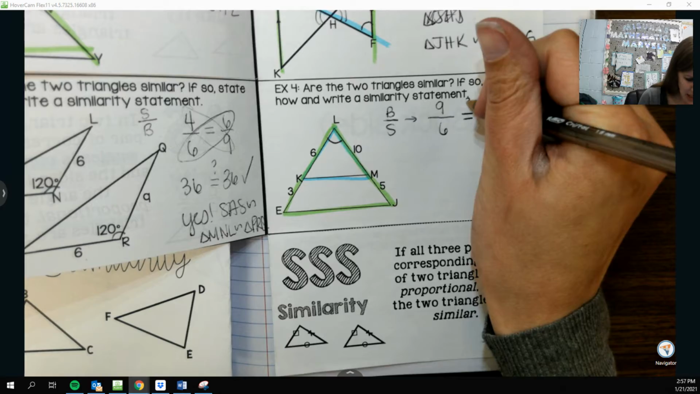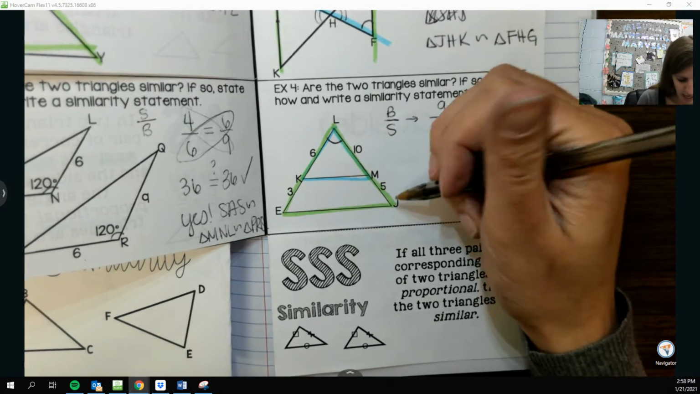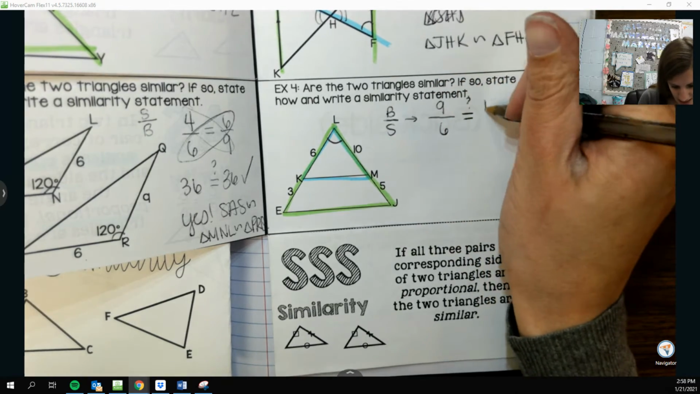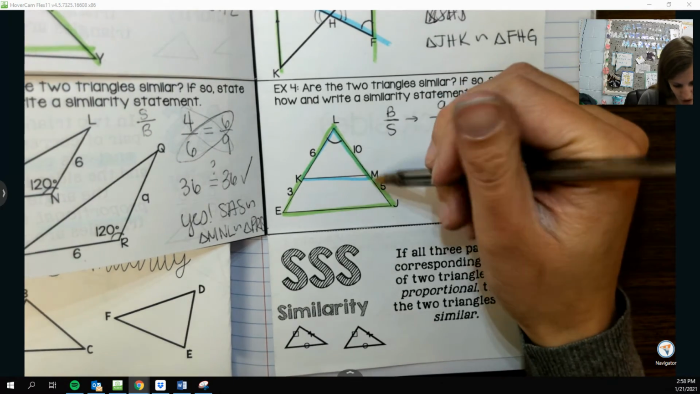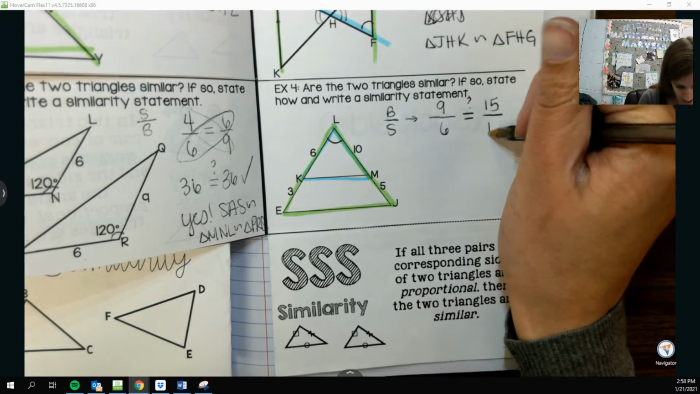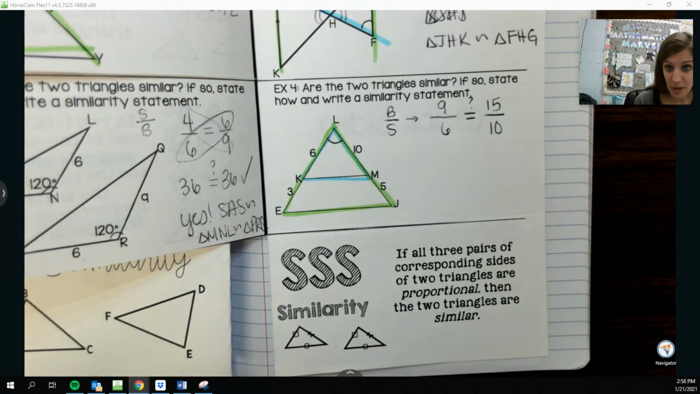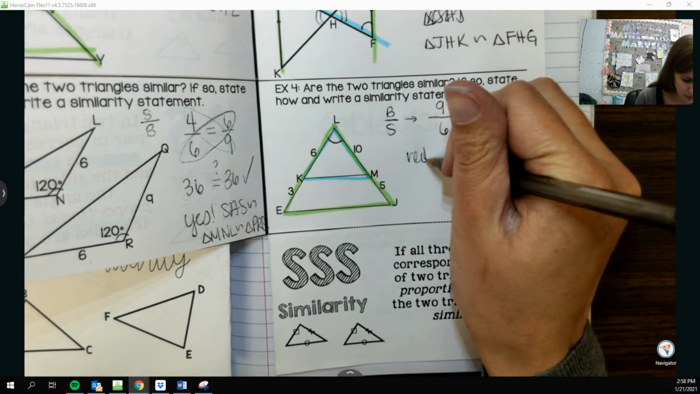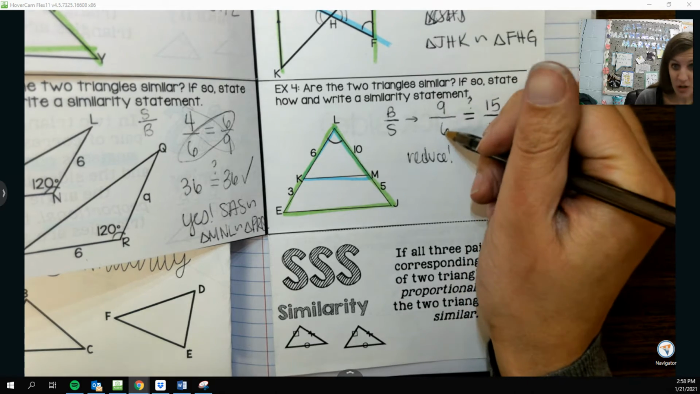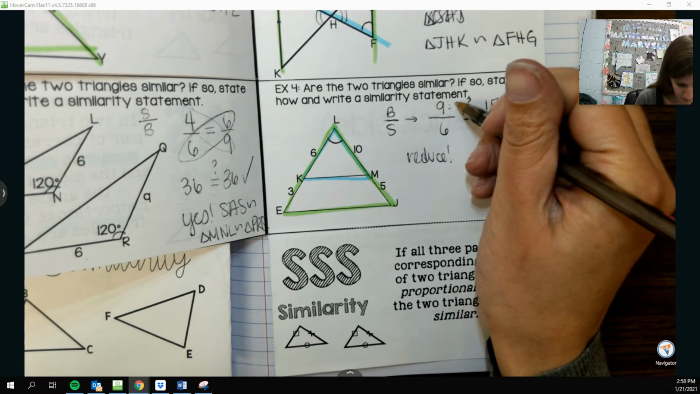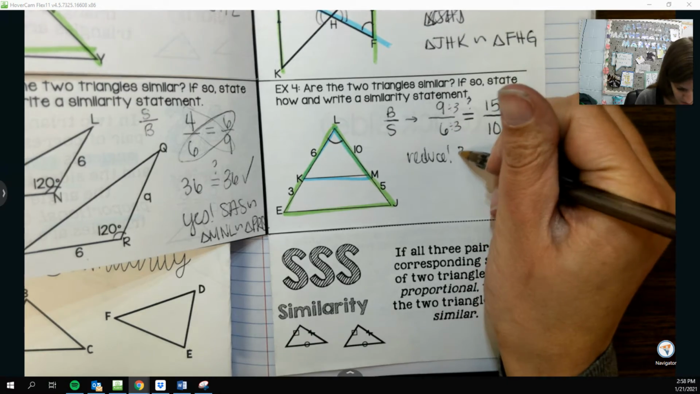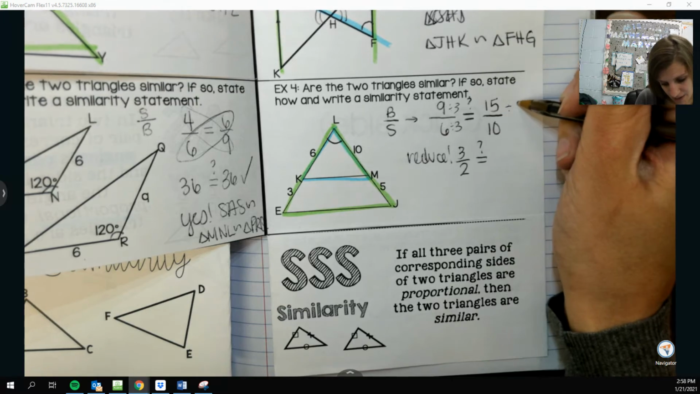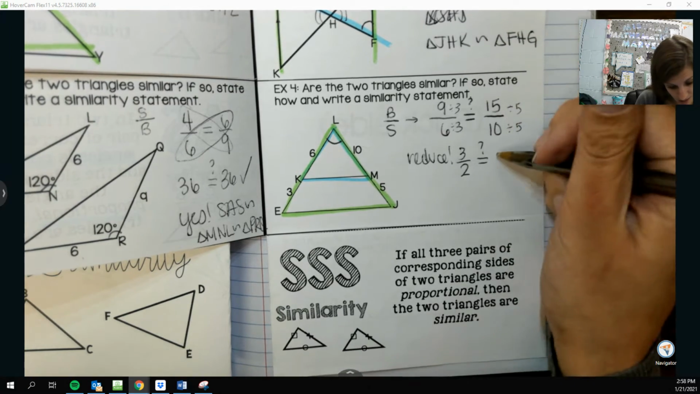And I need to see, is that going to be the same ratio as this side over here, where from the big triangle, that whole side is 15, over the one it matches up with on the small blue triangle, which is just 10. Now again, we could cross multiply like the last one, or another way to do it is to reduce. So if I reduce, I can divide each of these by 3. So I get 3 over 2. And then on the other side, I can divide both those by 5. And I get 3 over 2.